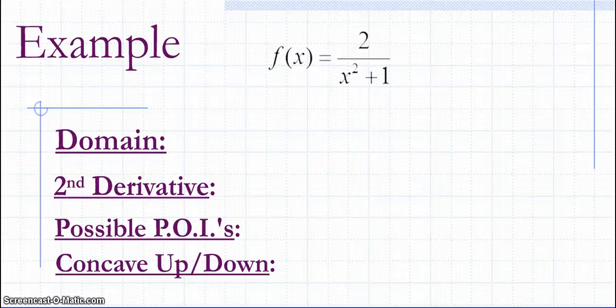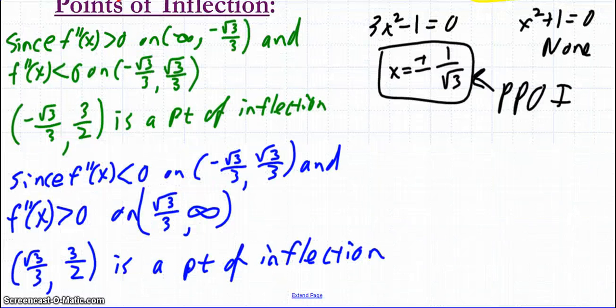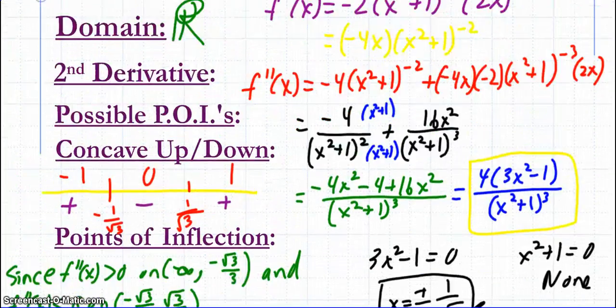Alright. So I want you to do this example. I want you to find the inflection points. Pause the video, unpause when you're ready to check your work. You should end up with 2 points of inflection here: negative root 3 over 3, comma 3/2, and root 3 over 3, comma 3/2. So how do we get those?